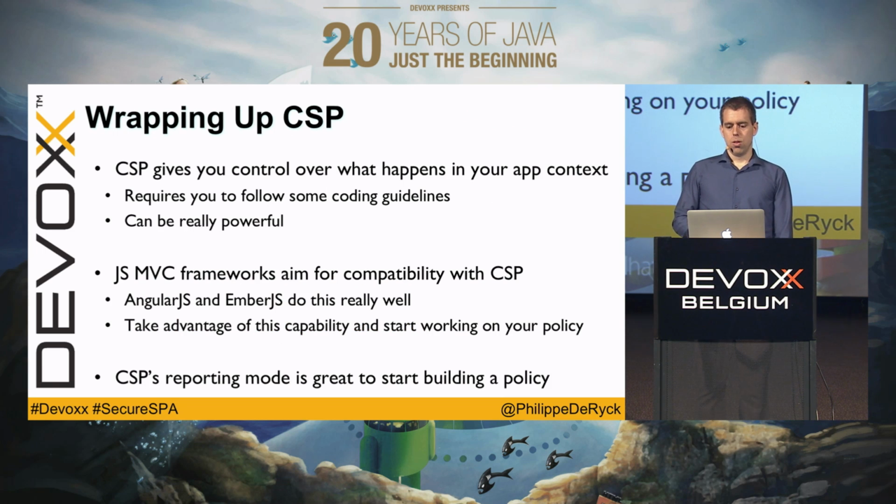So, to wrap up this content security policy topic, essentially CSP gives you a lot of control over what happens in your application context. It requires you to follow some coding guidelines. If you're building a new, traditional application with HTML mixed with JavaScript, really adhere to these guidelines so you can easily enable CSP on your application. If you have an existing application, this can be really, really difficult to enable. So that's a different discussion.